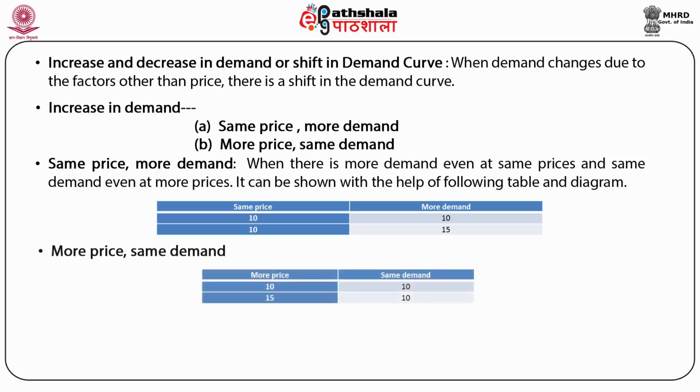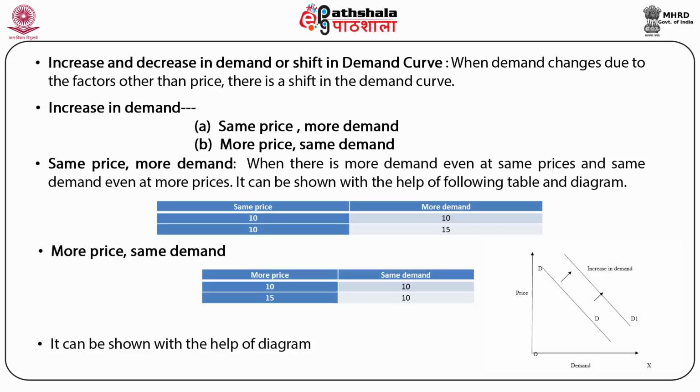Second one is more price, same demand. When price is 10, demand is 10, and when price increases, demand will be the same. It can be shown with the help of a diagram also. In the x-axis we take demand and in the y-axis we take price.